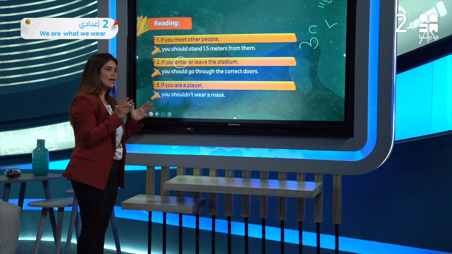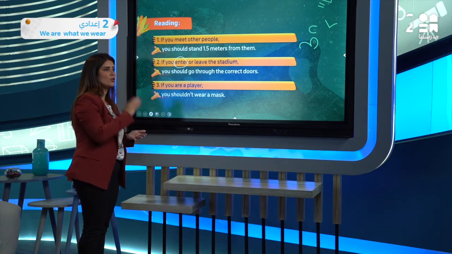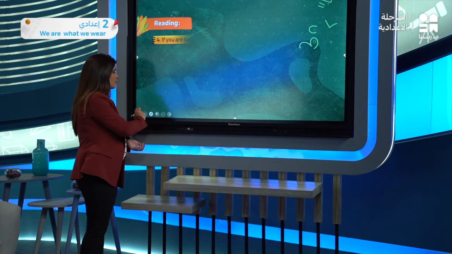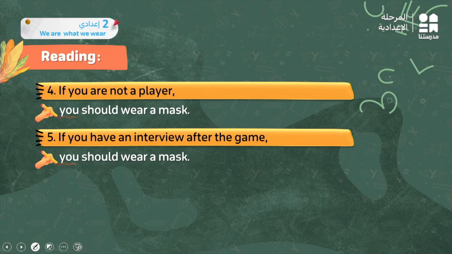As we said, during the game, players do not wear masks. Only after the game or during the interviews. Number 4, if you are not a player, if you are one of the fans, according to what we have read, what should you do?